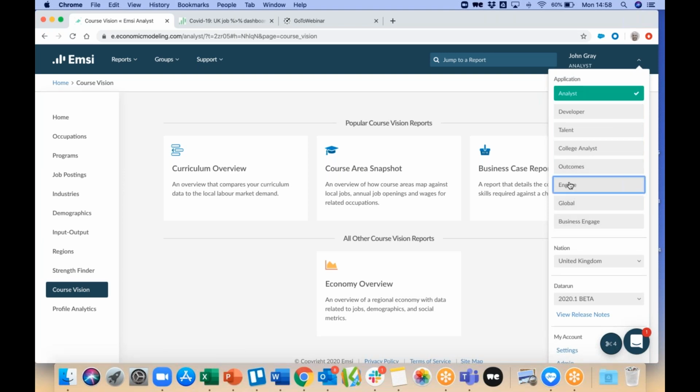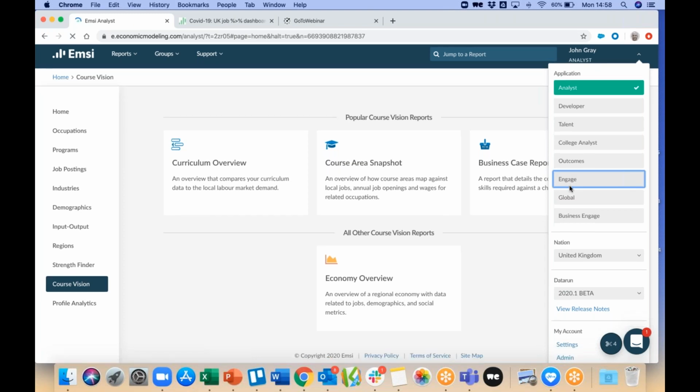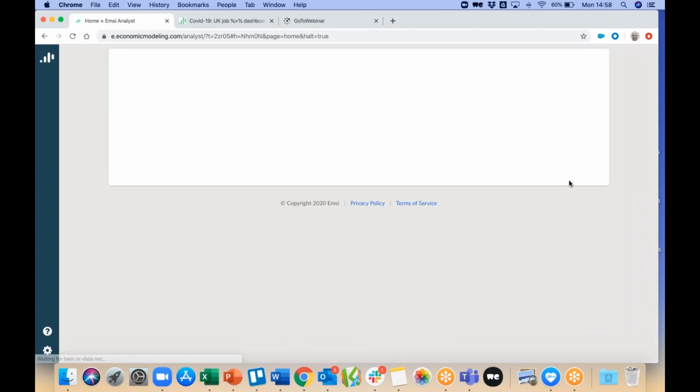Okay, so just to finish off, last minute or so, I just wanted to show you this little tool called Engage. This is an infographic generator, something that we've been asked a lot for in the last few weeks.